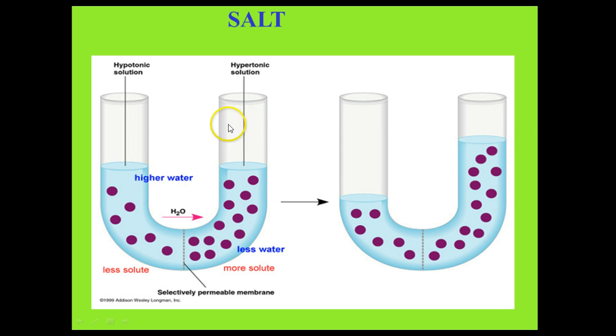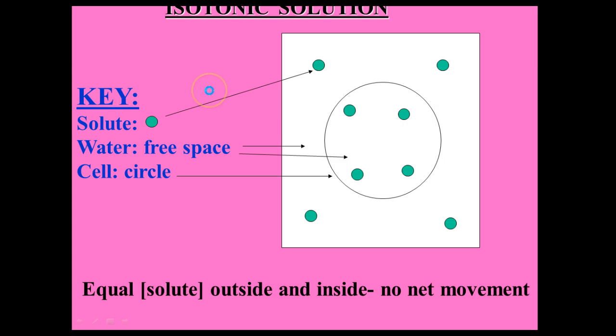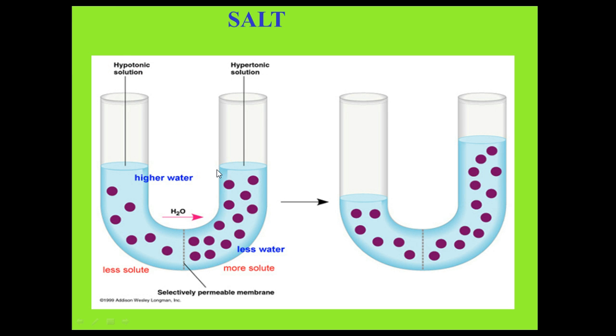Here we're going to talk about what happens if we have a hypotonic solution and a hypertonic solution on both sides. We have the same amount of solution on each side, but this one has less solutes and more water, and this one has more solutes and less water. Water is going to move from the area of high concentration to low concentration. And you can see it's doing the same thing over here. This is afterwards, and you'll see they even themselves out in concentration.